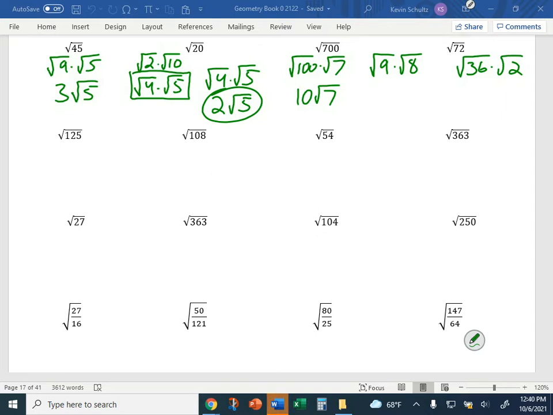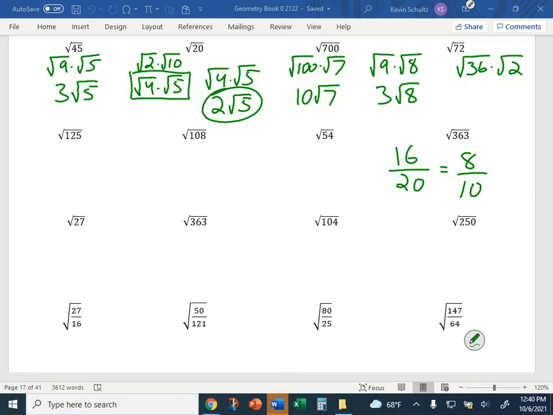Because 9 is a perfect square, we can simplify that to be 3, and then we have the root 8. However, why are we not done yet? Doing this would be like taking 16 twentieths and simplifying it to be 8 tenths. Right? Which is right, I mean, but it's not in simplest form.